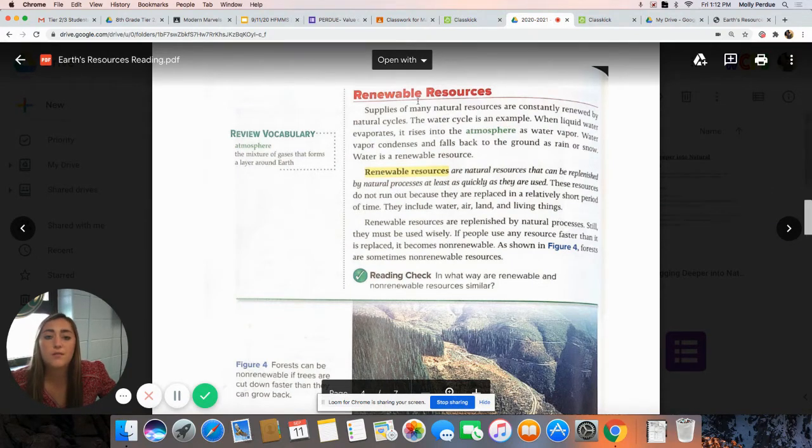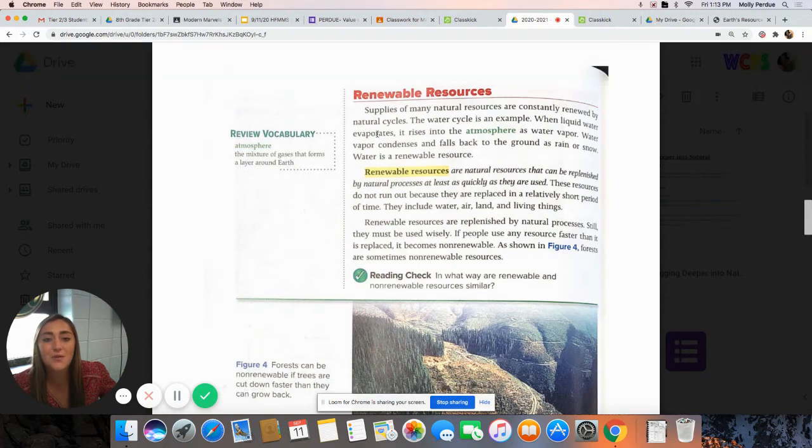Renewable resources. Supplies of many natural resources are constantly renewed by natural cycles. The water cycle is an example. When liquid water evaporates, it rises into the atmosphere as water vapor. Water vapor condenses and falls back to the ground as rain or snow. Water is a renewable resource.